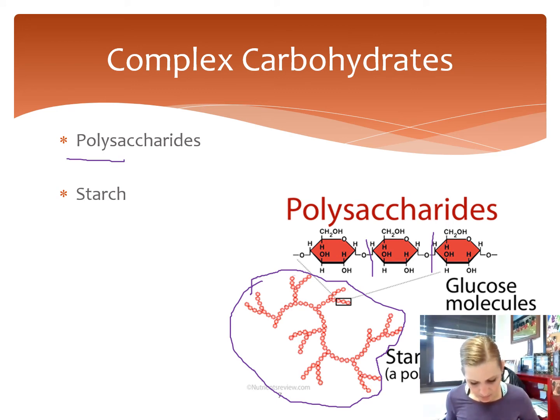Starches are found in plant products, and plants are going to store glucose in the form of starch. So a starch is basically a plant's version of glycogen. So again, we consume those starches in a variety of different plants as a way for us to get some of those carbohydrates.